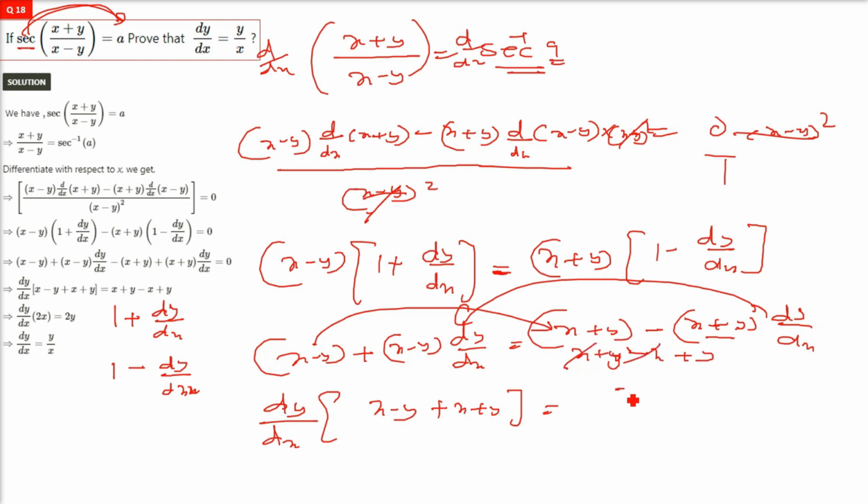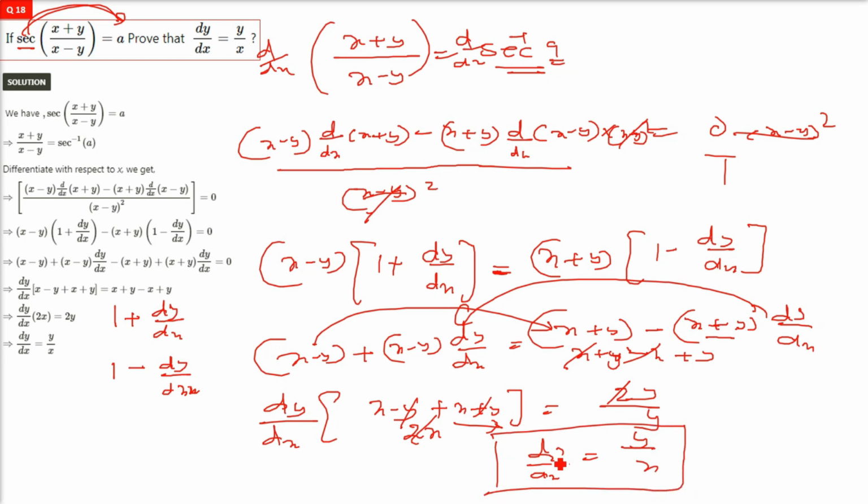X cancelled, so you get a 2y on the right hand side. This we get 2x on the right hand side, left hand side. 2 gets cancelled. Y will go in the denominator. So dy by dx is going to be y by x. That is your final answer. Okay.